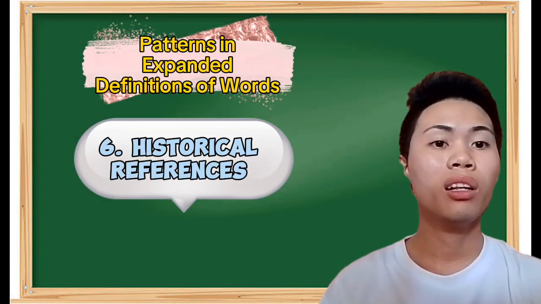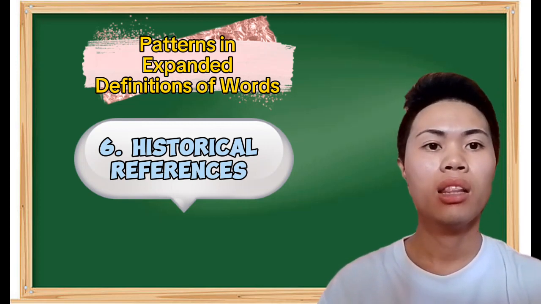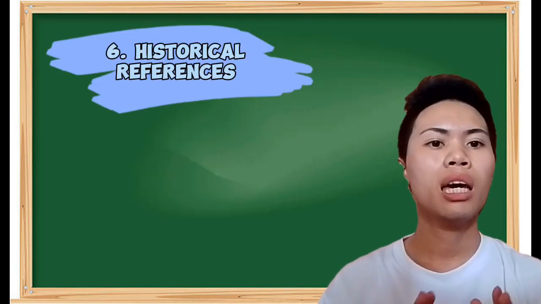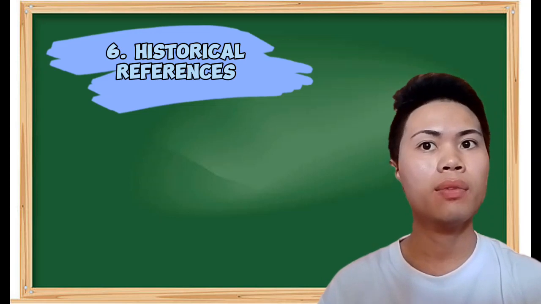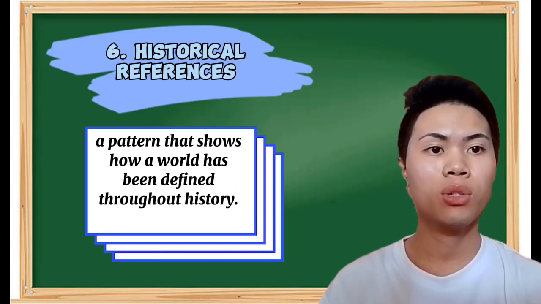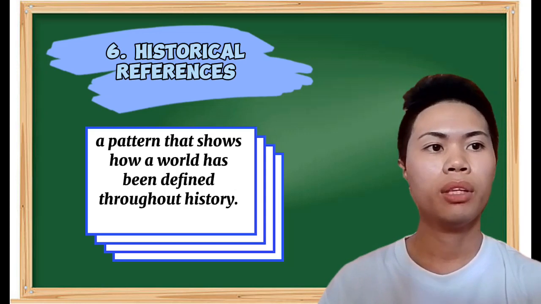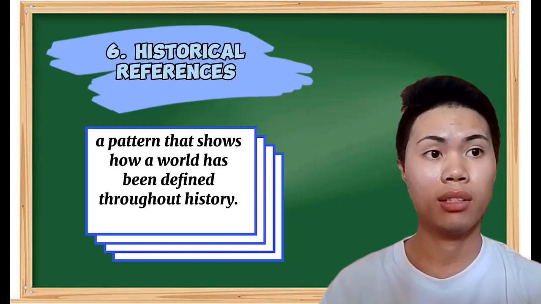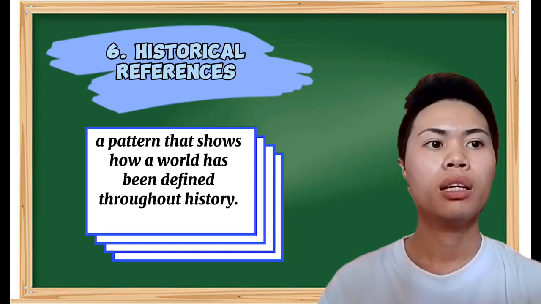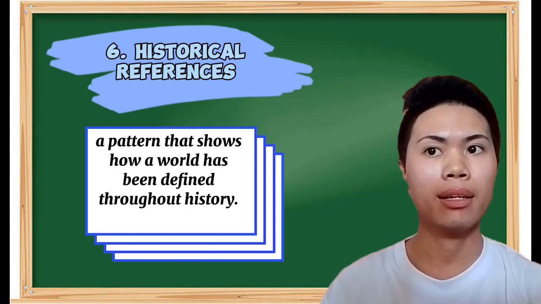Last is what we call historical references, a pattern expanding definitions of words. When we say historical references, it is a pattern that shows how a word has been defined throughout history. When we say history, it is the branch of knowledge dealing with past events. It describes something that happened in the past.